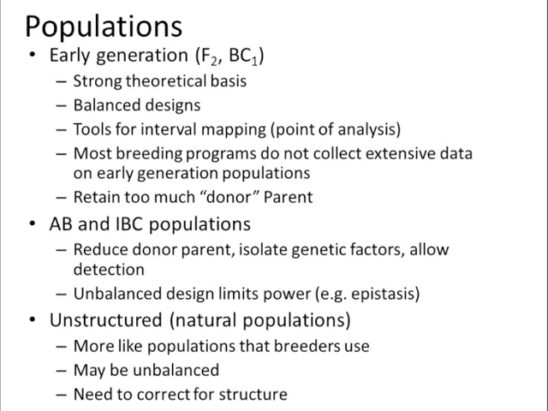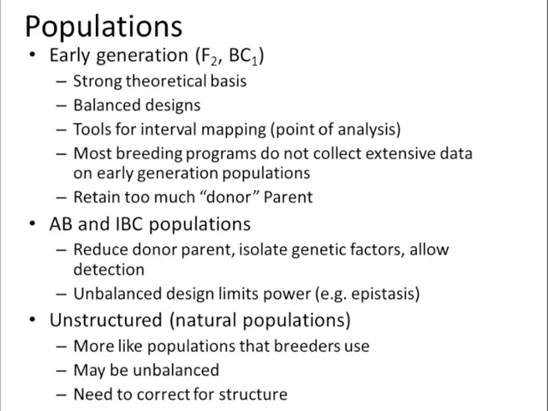In inbred species where we're doing seed transmission, it's very common now to use advanced backcross or inbred backcross type populations. These have some advantages in terms of reducing donor parent and creating a nice uniform genetic background, but then they have disadvantages in terms of an unbalanced design relative to the marker classes, and therefore also very limited power to detect epistasis.